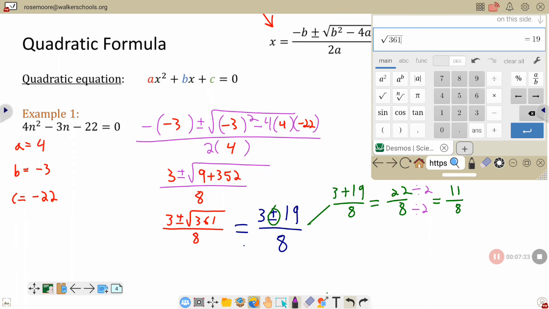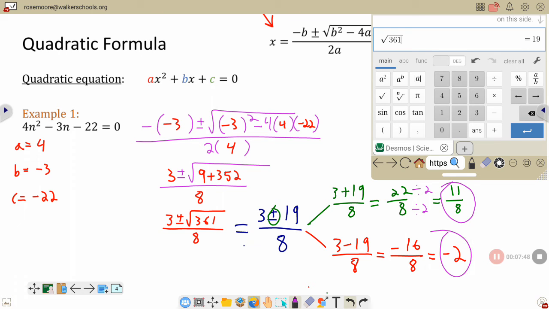And then I'm also going to do it where we subtract. So the plus minus means we have to do two problems. We have to add it, and then I also have to subtract it. 3 minus 19 over 8. Okay, which is negative 16 divided by 8, which is negative 2. So these are my two final answers.